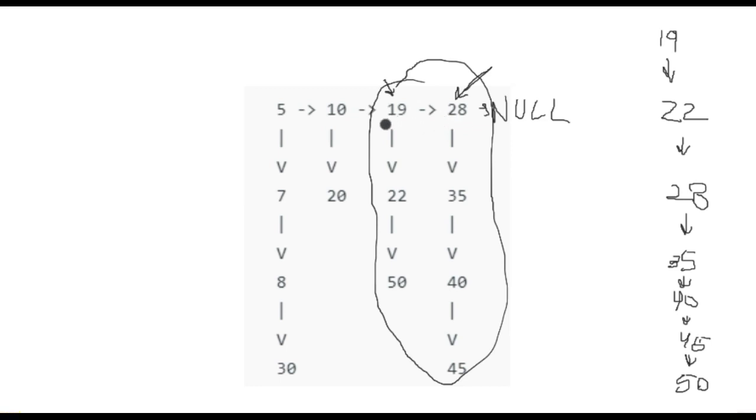First we will go towards 19 and 28, and between these two we can see 19 is smaller, so we will push the 19 node here, and then we will go towards 22 and again call the function. Now as we can see, between 22 and 28, 22 is smaller, so we will again return 22 as the value.